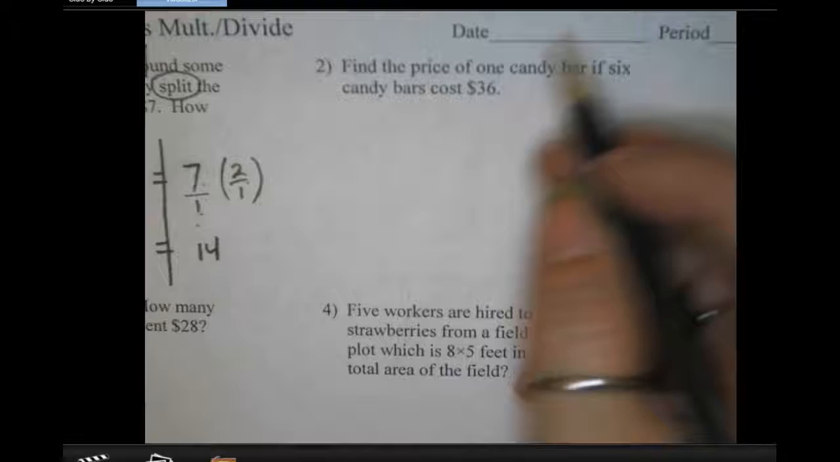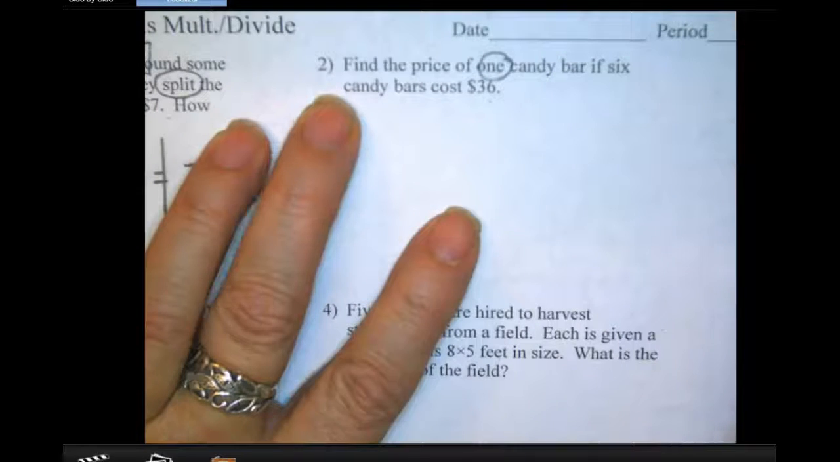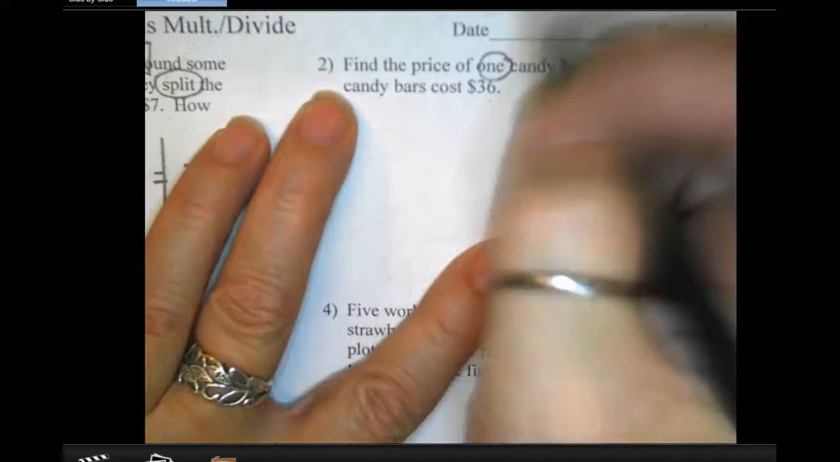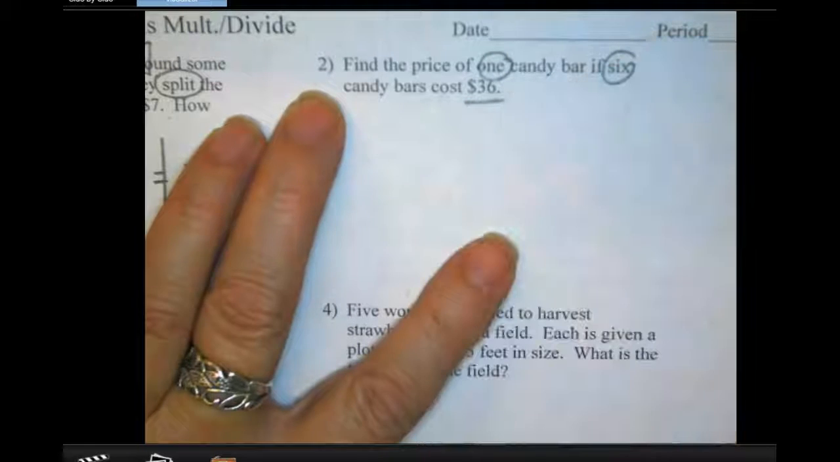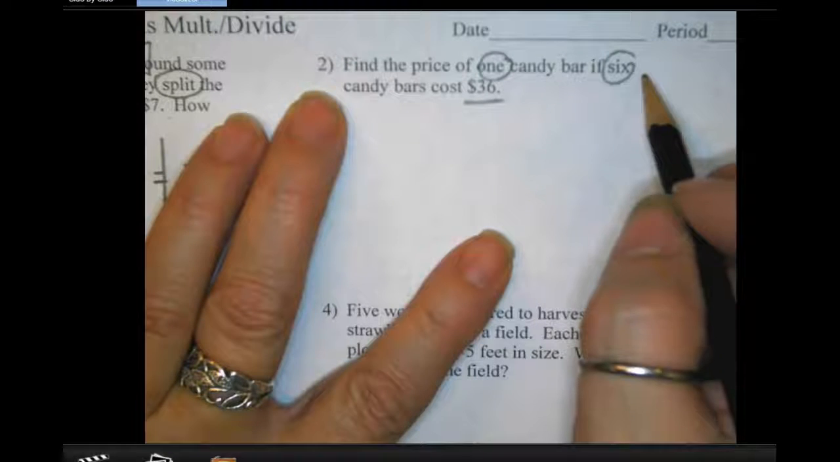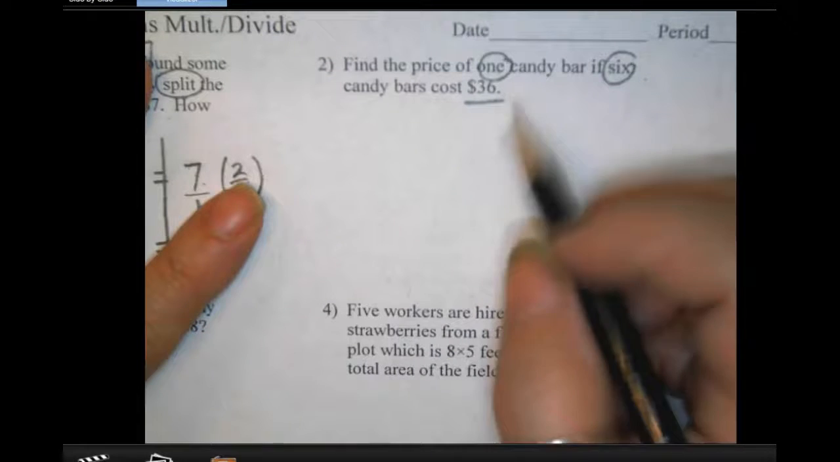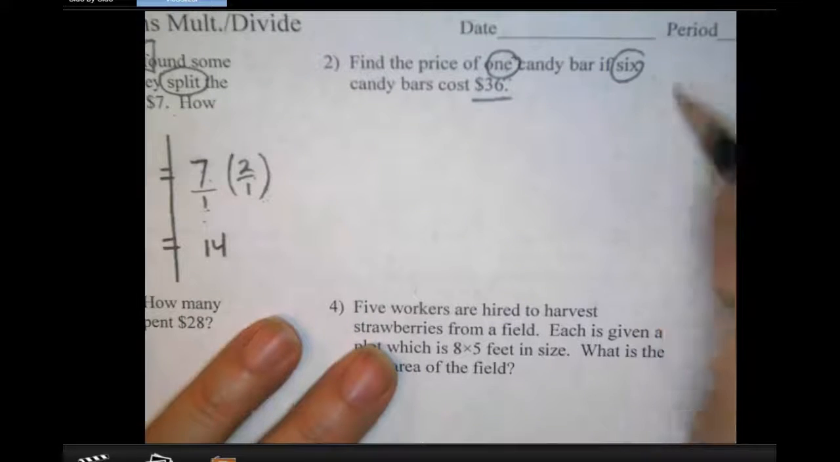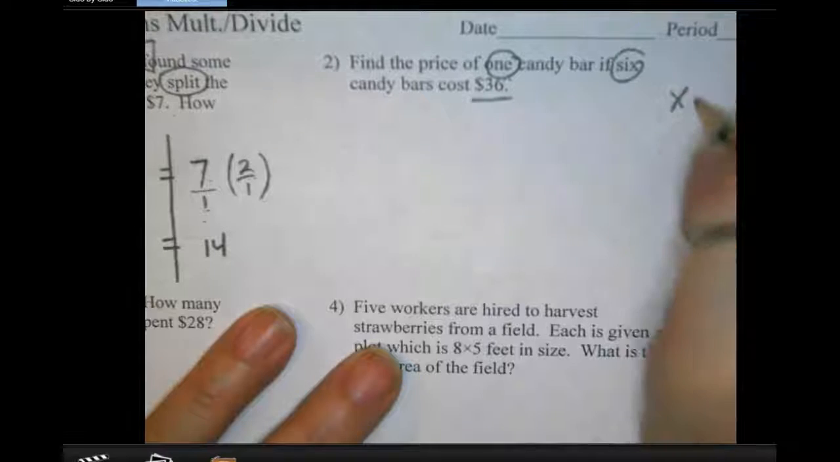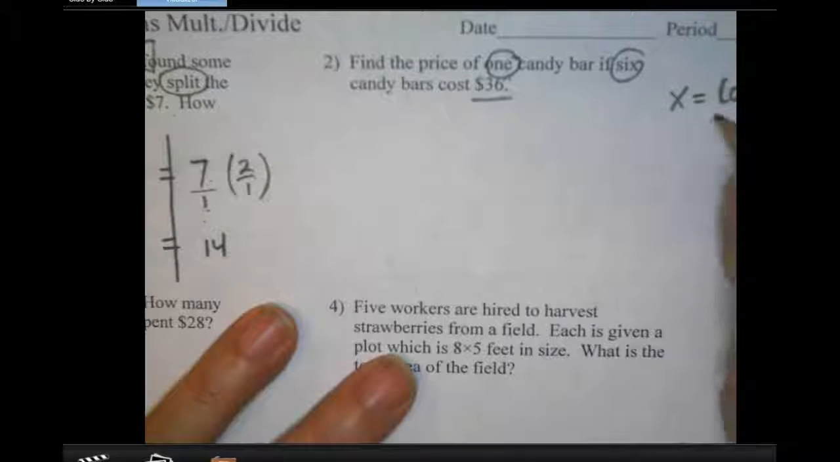All right, so let's see what we know. We need to know what 1 candy bar costs, right? But 6 of them cost $36. So what is my variable going to be? I need to know the cost of 1 candy bar, right? We'll just call it X. X equals the cost of 1 candy bar.